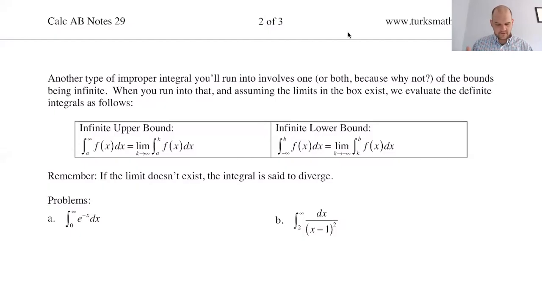All right, we're back. We're on page 3 of Calc AB Notes 29. This is actually a Calc BC topic or a Calc 2 topic, improper integrals. So if you're in BC, this could be and almost certainly will be somewhere on your AP exam. If you're in Calc AB, this is for after the exam when we just kind of chip away at some stuff that you'll need to know for the future.